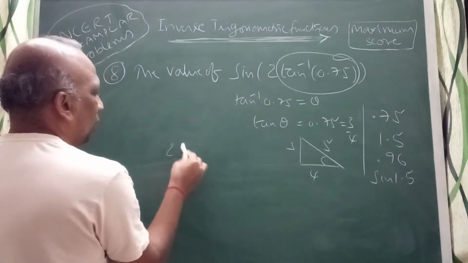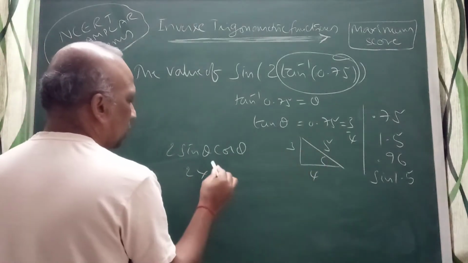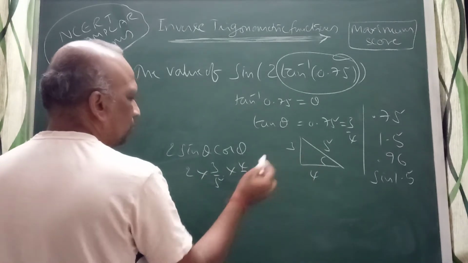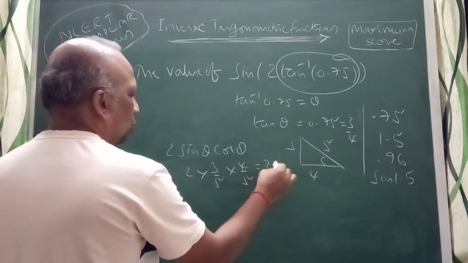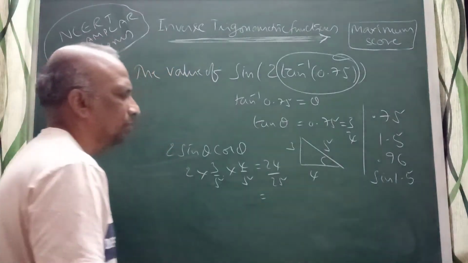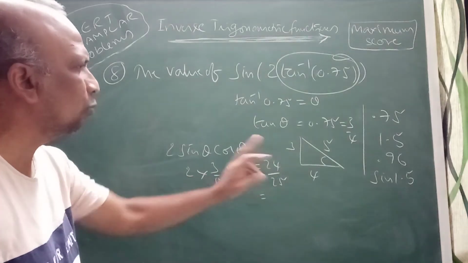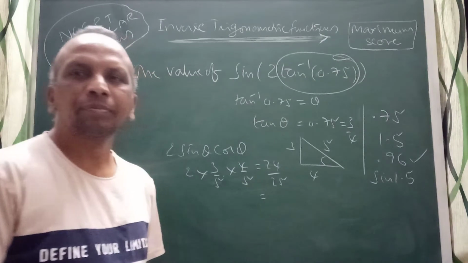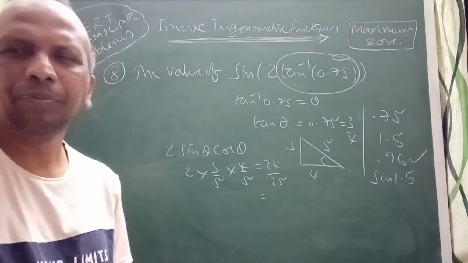Sine 2 theta means the required answer is 2 sine theta cos theta. So 2 into sine theta, 3 by 5, correct, cos theta, 4 by 5. You can simplify this and you will get 24 by 25. So roughly it is approximately 1 here. Approximately 1 means 0.96 is your answer.